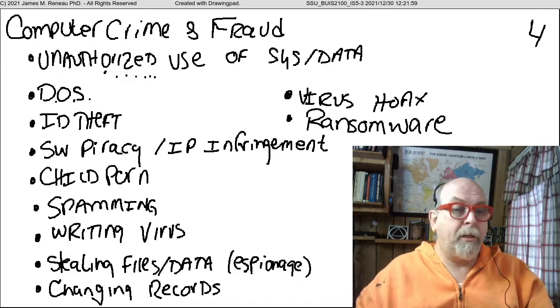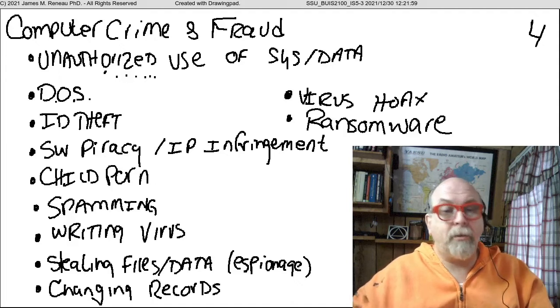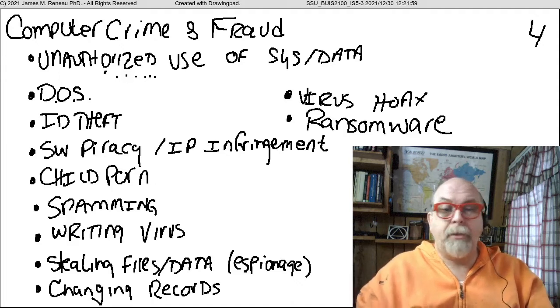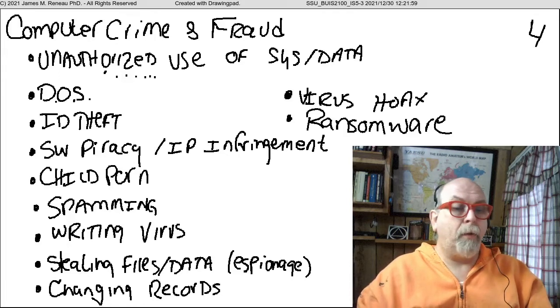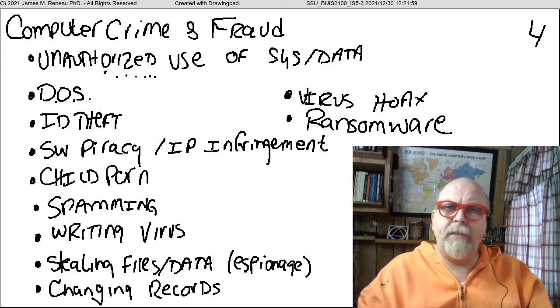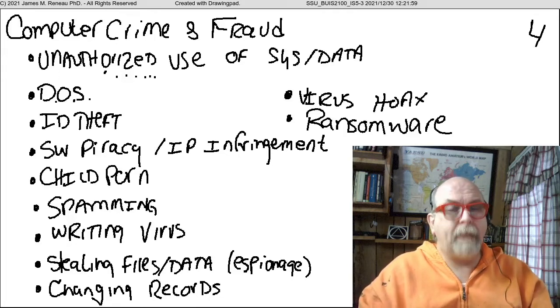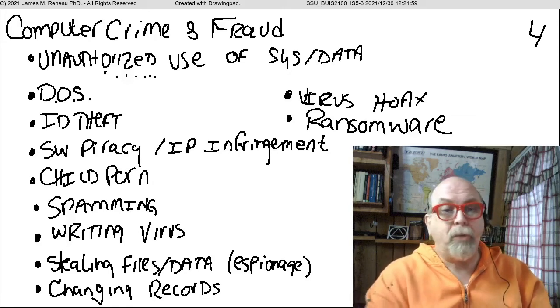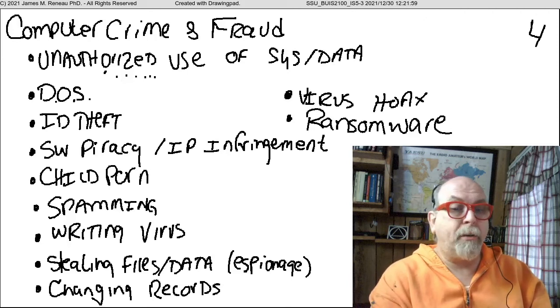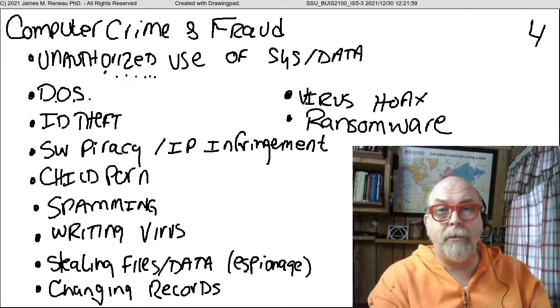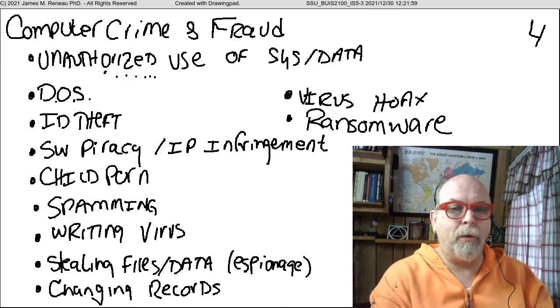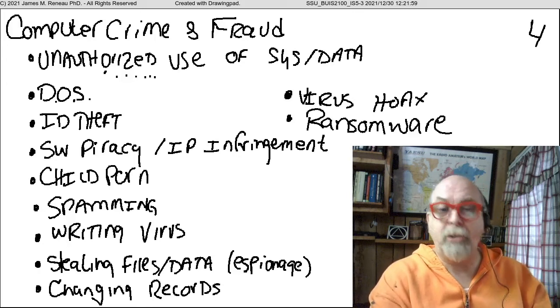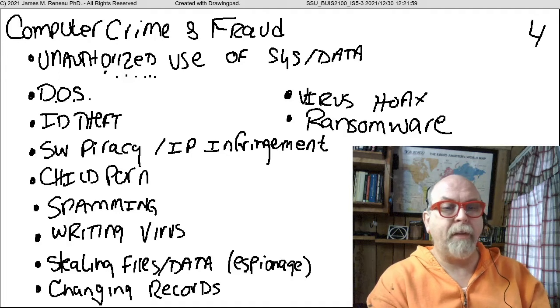Cyber criminals can use these vectors for getting into your systems to distribute child pornography, to write viruses, to steal files and data, specifically for corporate espionage. Espionage. So, how about your competitor wants to know what you're working on? Well, maybe that's important. Changing records. These vectors could be used to connect into the servers to change your grades, or change other information like how much you owe, or those kinds of things.